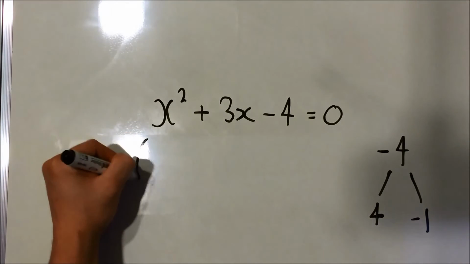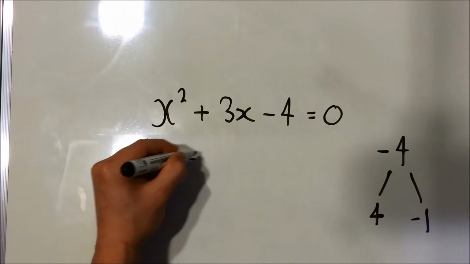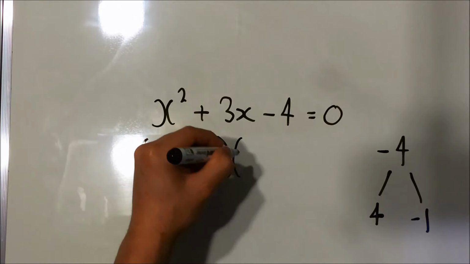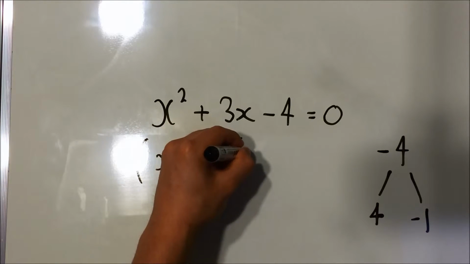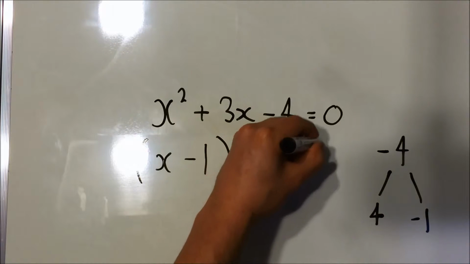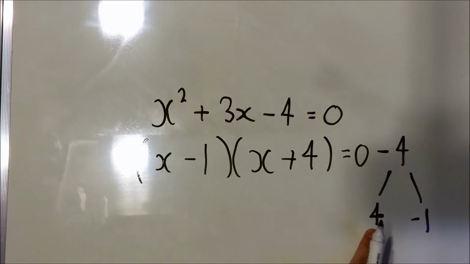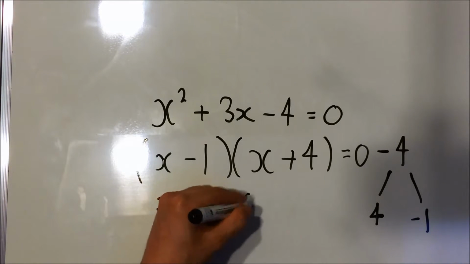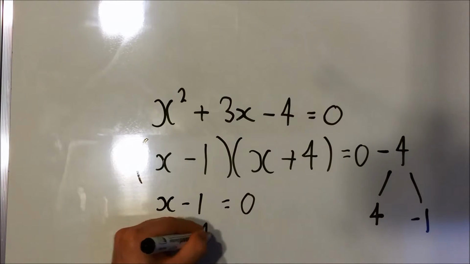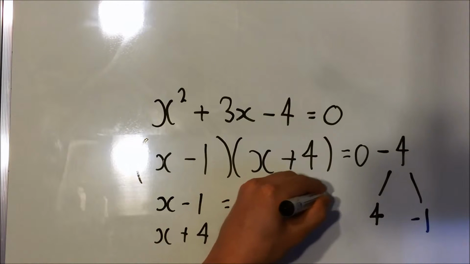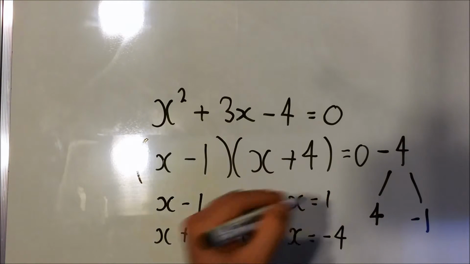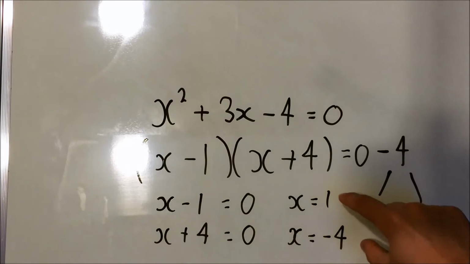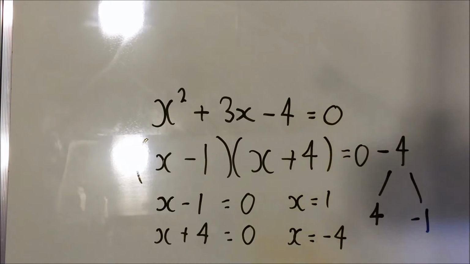Now if you put them straight into the brackets, I've just copied them straight from there. Slightly quicker way to factorise a quadratic equation. And then if you just put x minus 1 equal to 0, x plus 4 equal to 0, you get x equals 1, and x equals minus 4. And if you put either of those back into this equation, you'll get 0.